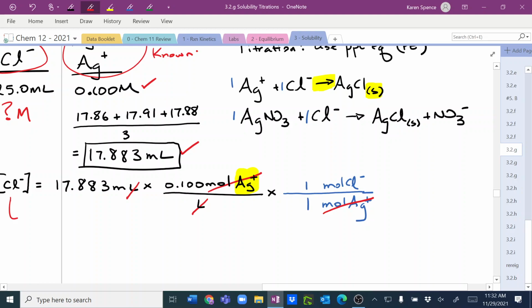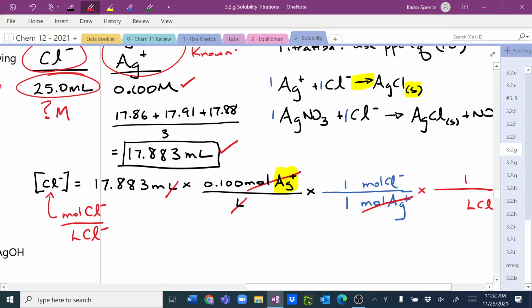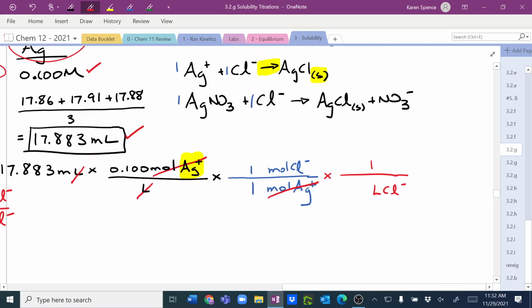We want the concentration of Cl-, which is the moles of chloride per liter of chloride. So right now we have moles of chloride, but we need to have liters of chloride down on the bottom, and we're just going to put a 1 on the top because that way it still works. Okay, I don't want to mess around with my top part because I have what I want on the top. Volume of chloride, 25 milliliters.